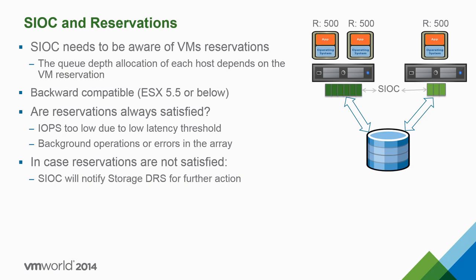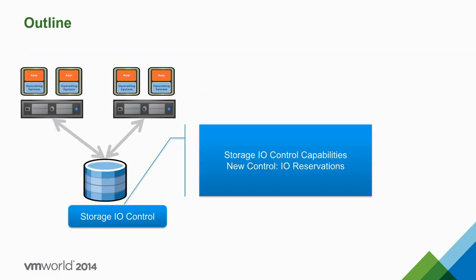Okay? But storage area control does one additional thing that the local ESX scheduler doesn't do, which is that if the reservations are not satisfied on that data store, and this situation is sort of a permanent situation, it will notify storage DRS to take further action. Now let's look at what that action might be.